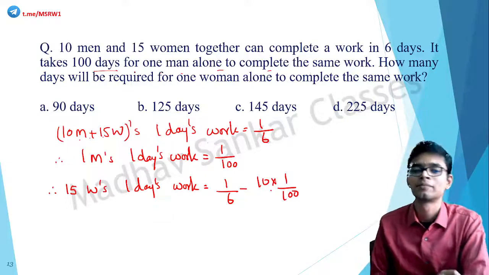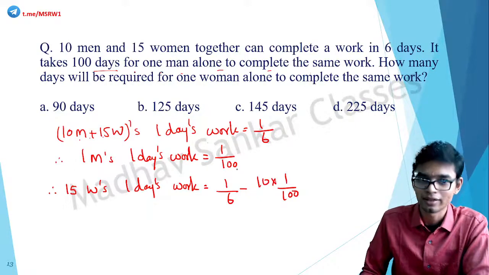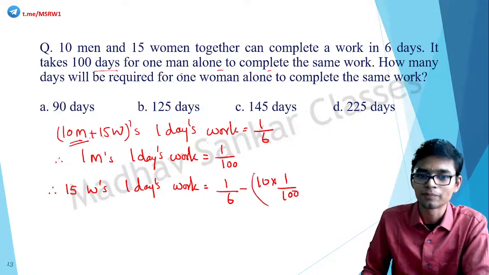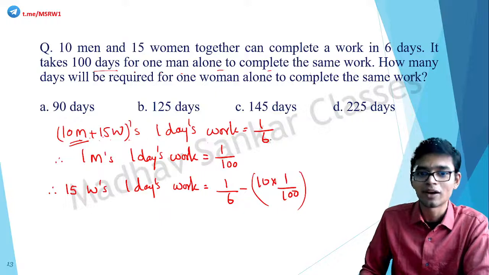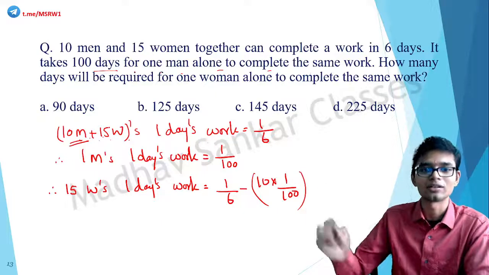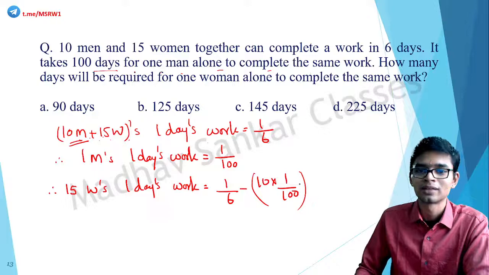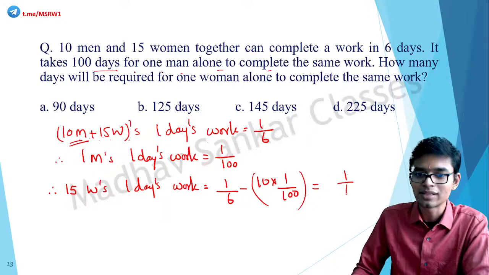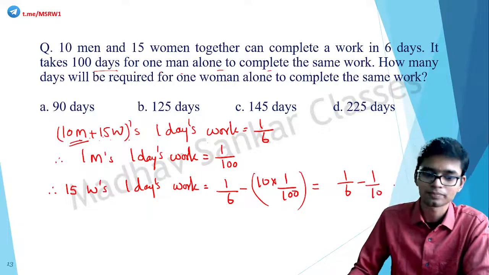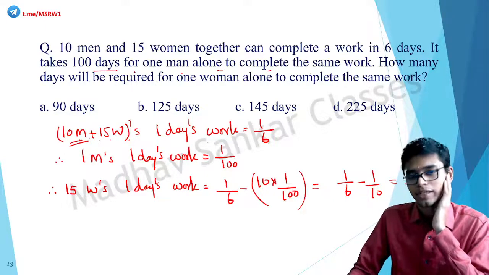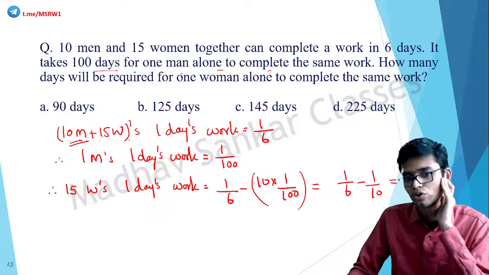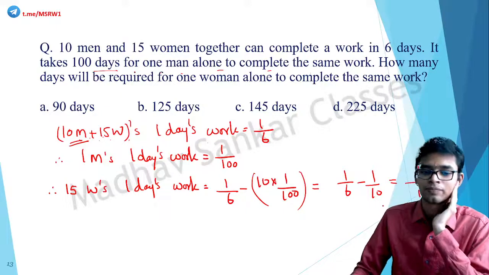Did you understand this? One man's 1 day's work is 1 by 100. So 10 men's 1 day's work will be 10 into 1 by 100. Okay, so 10 men plus 15 women can finish the work in 1 by 6 days. So 15 women alone could finish the work in 1 by 6 minus 10 men's 1 day's work. That is 10 into 1 by 100. So this is equal to 1 by 6 minus 1 by 10. This is equal to, what is the LCM? 30, correct? So 30 divided by 6, 5 minus 3 is 2. 2 by 30, that is 1 by 15.